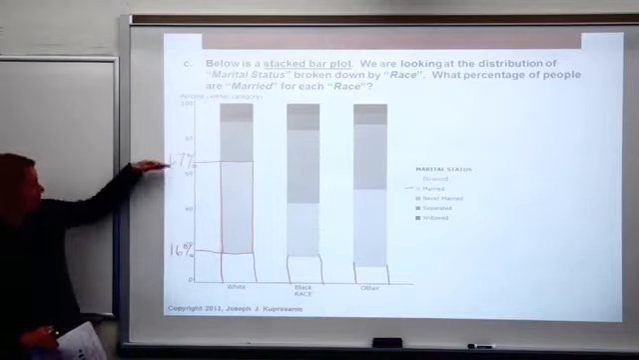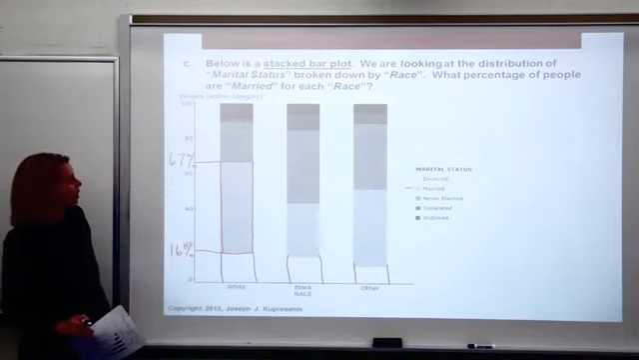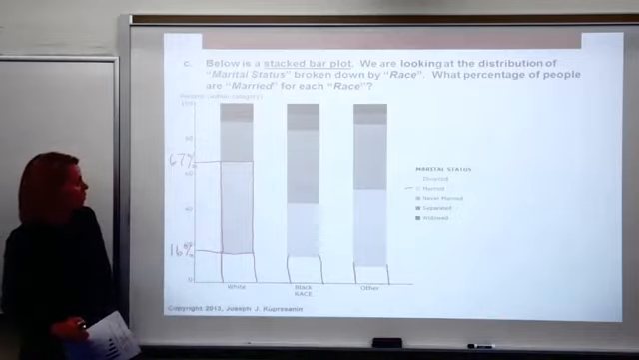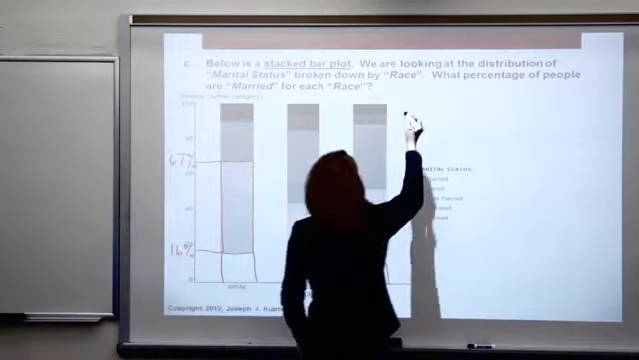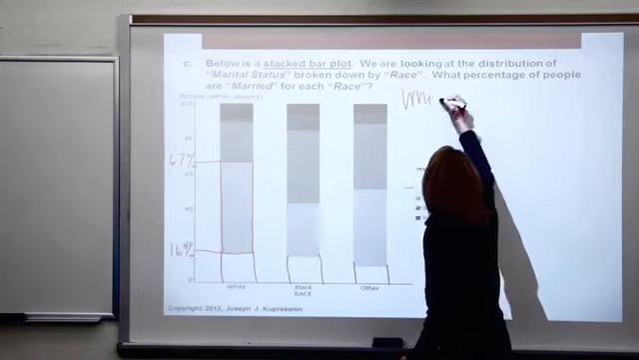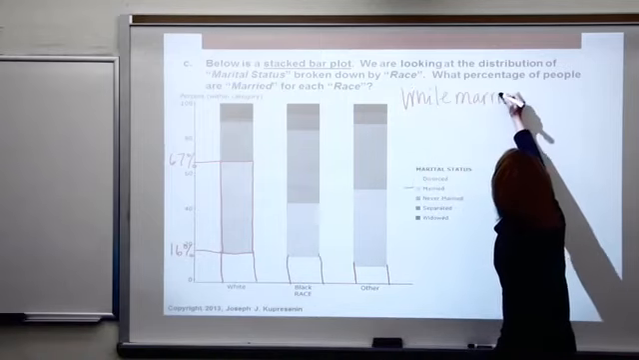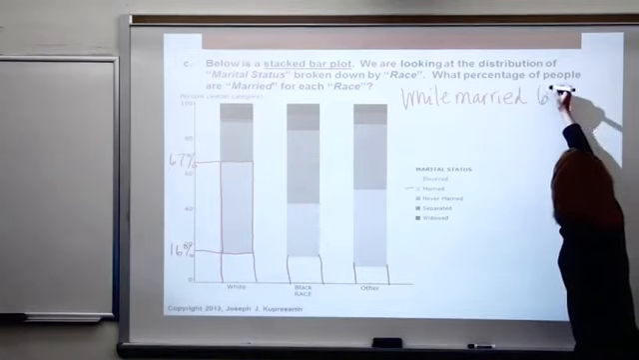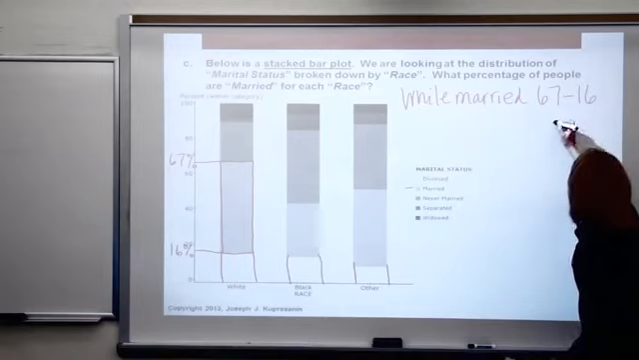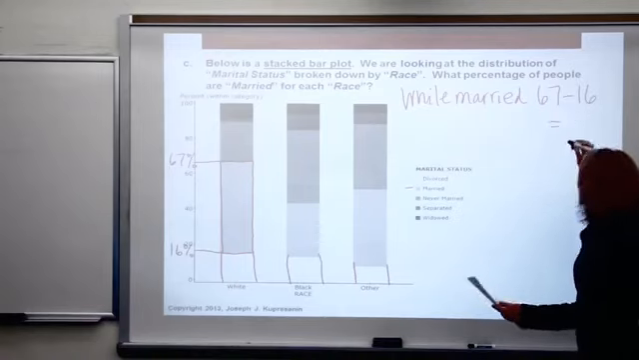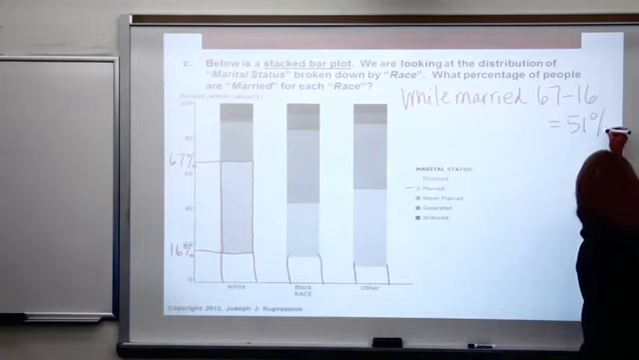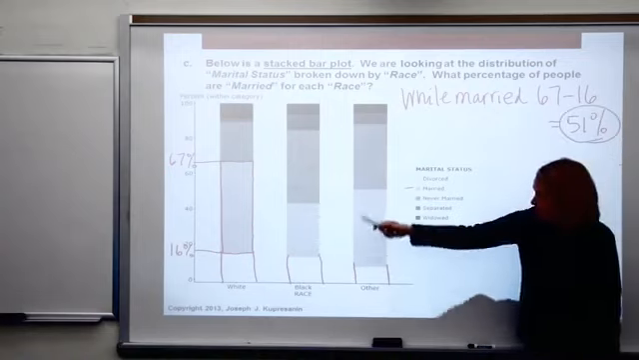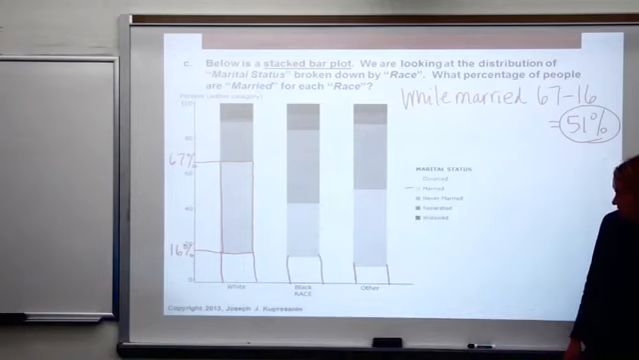And so if I subtract these two, then we'll know the percentage of people that were married within the race category white. So white married, let's subtract. About 51% of the people that are white were classified as married.